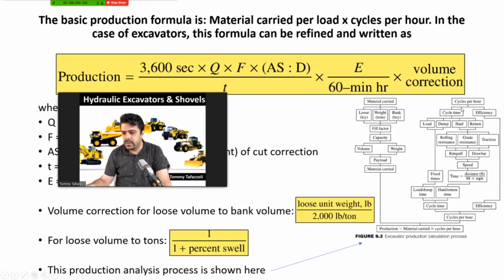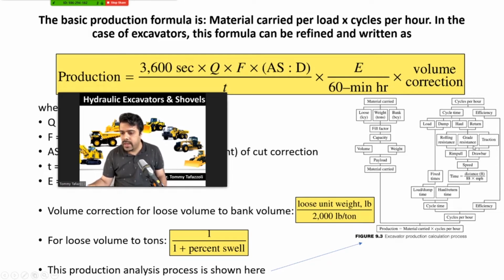Okay, so this, especially the right part of the graph, is very interesting because it actually reviews some of the things we already have learned, and it explains the connection between them. For example, you will see why we're caring about rim pull and drawbar, because having those two will help us find the speed. Okay, and once you have the speed, you can find the time.